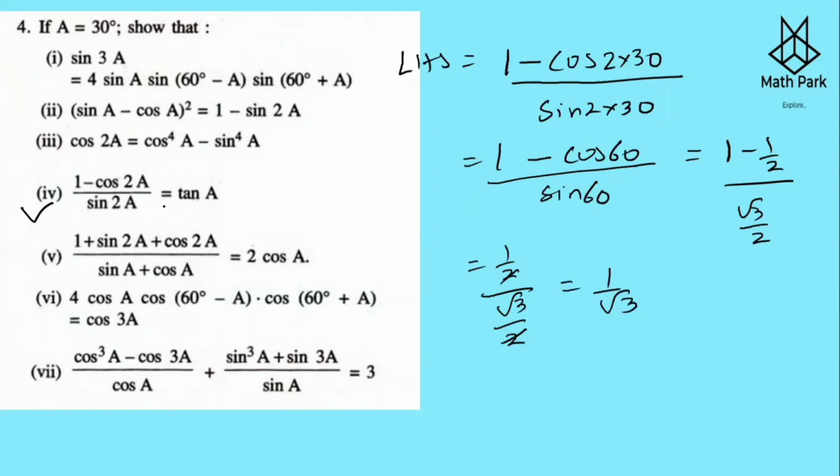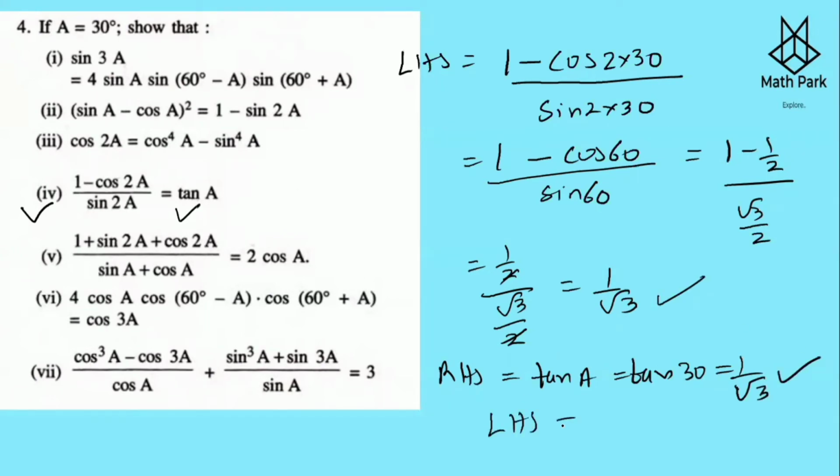Now, let us take the RHS of this. RHS is tan A, which is tan 30. And tan 30 is equal to 1 upon root 3. So, this is how we get LHS is equal to RHS.